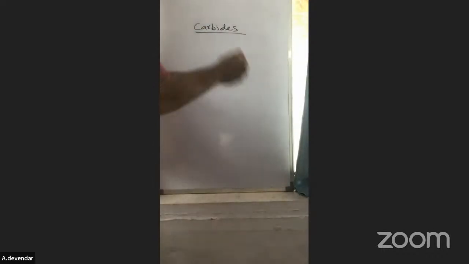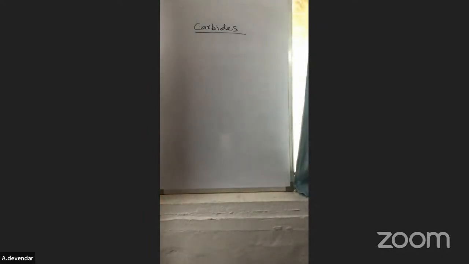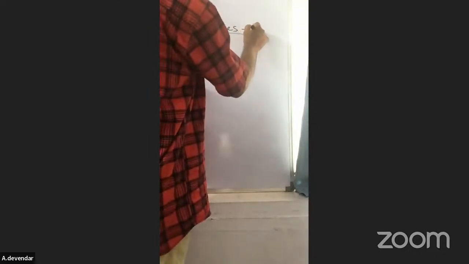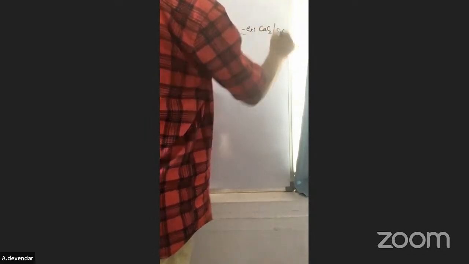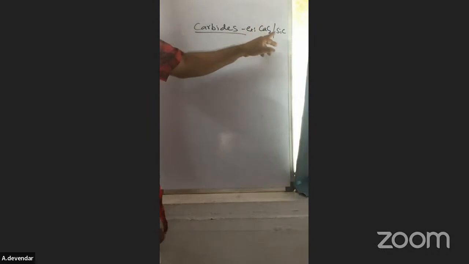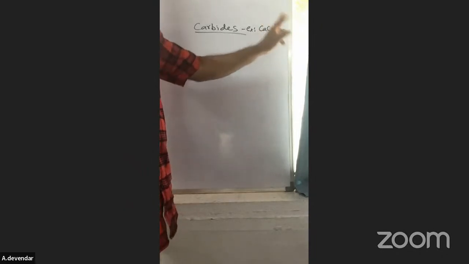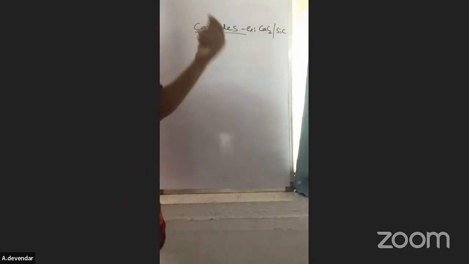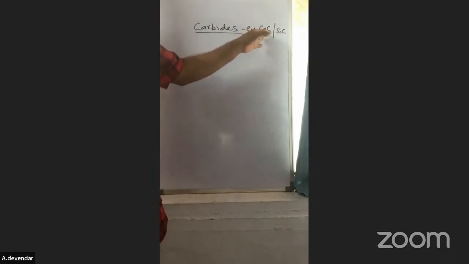Examples of carbides are calcium carbide and silicon carbide. Yesterday I mentioned silicon carbide. These are binary compounds in which carbon is linked with other atoms: calcium carbide, silicon carbide, tungsten carbide, wolframite carbide. There are a number of carbides, and their properties differ depending on their nature.